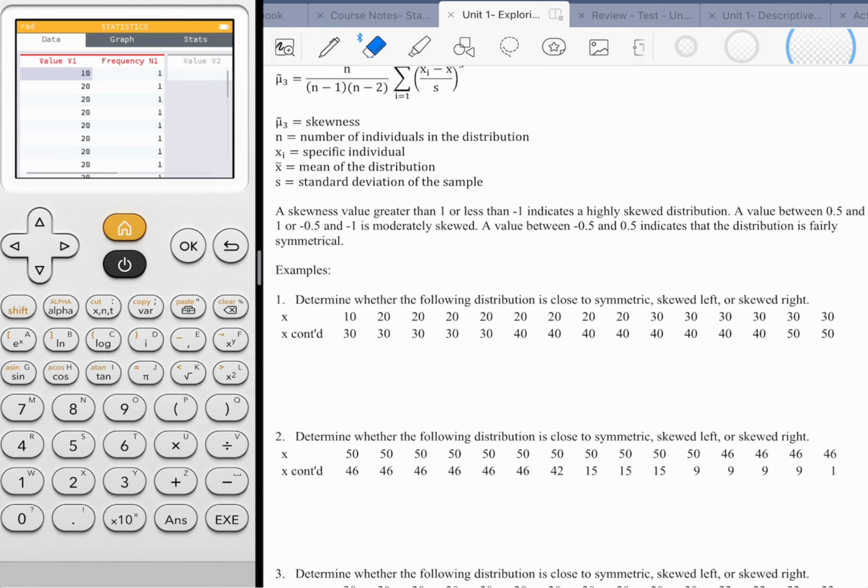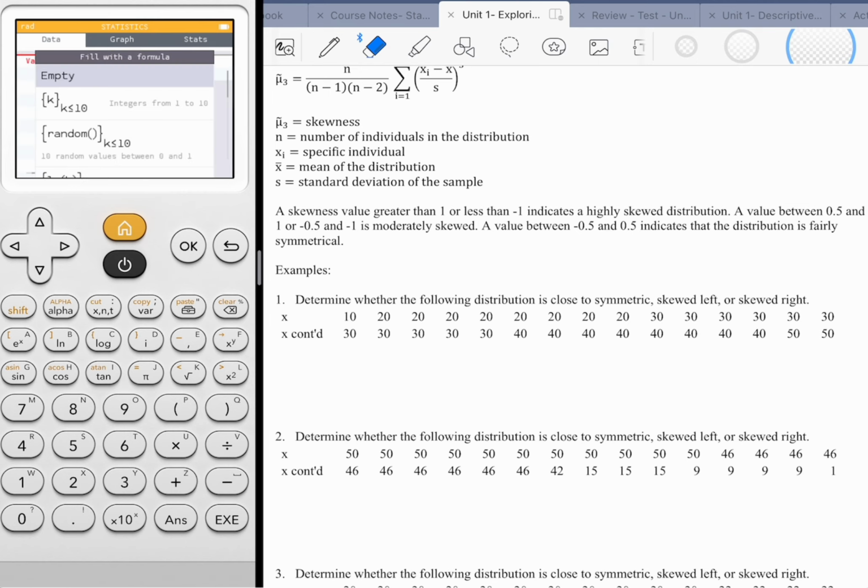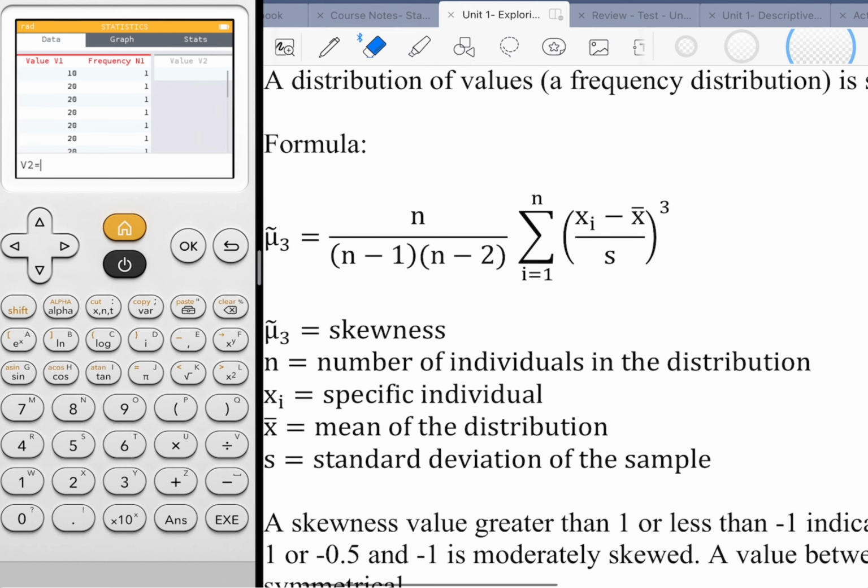But anyway, after I have my data in, I want to go to value V2 and fill with formula. And I need to get this whole thing in there. Order of operations is pretty important. Also, having a rudimentary understanding of sequences and series helps. You're not doing a limit comparison test from BC calculus or anything like that. It's more like knowing what the summation is telling us to do.